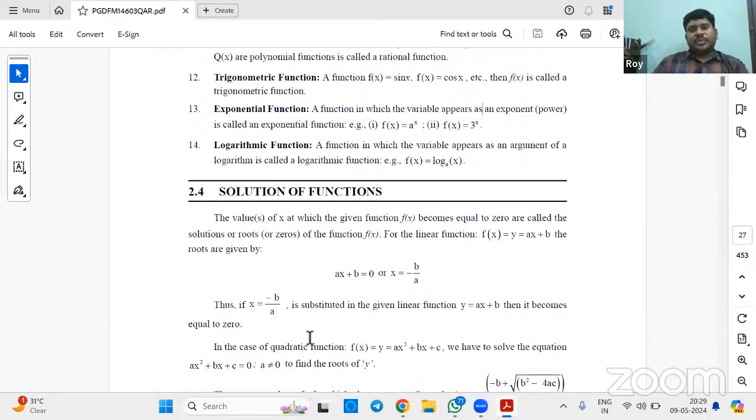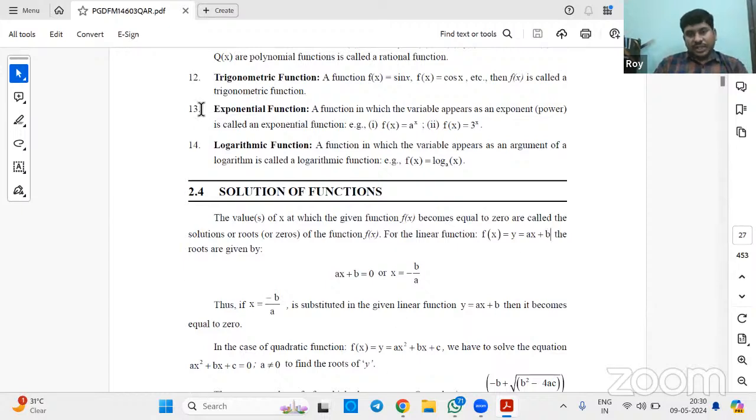Now, what is the solution for a function? See, this is very, very important. What is the solution for a function? Generally, we know that in an equation, x denotes the variable, right? The value of x at which the given function f of x becomes equal to 0 is called the solution, or roots, or zeros of a function. If f of x is equal to 0, for a linear function, f of x is equal to y is equal to ax plus b.